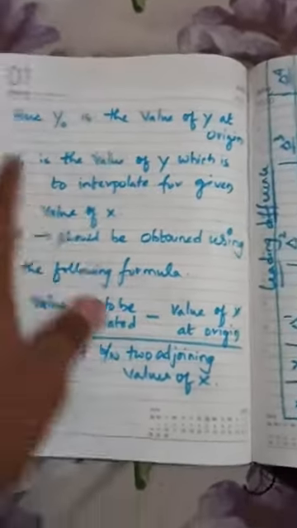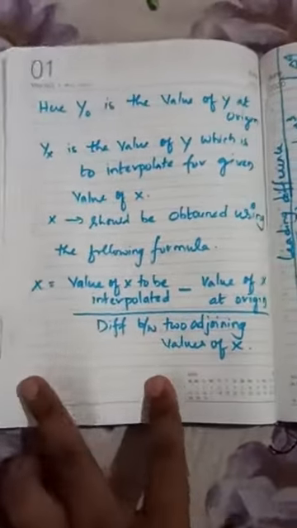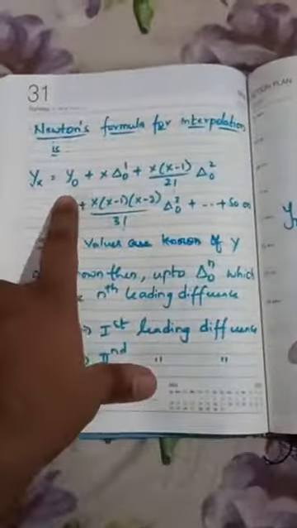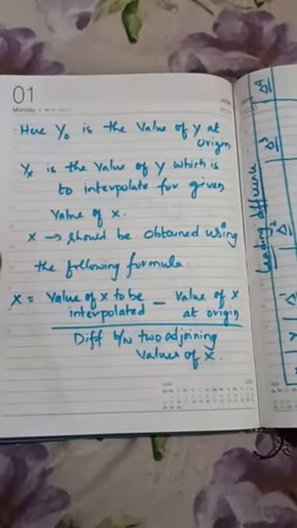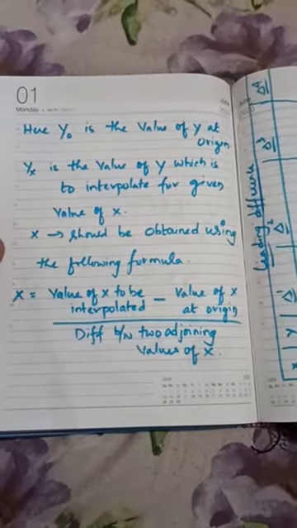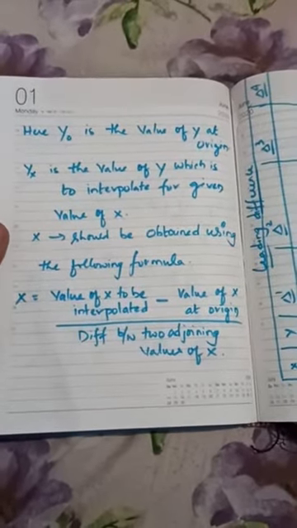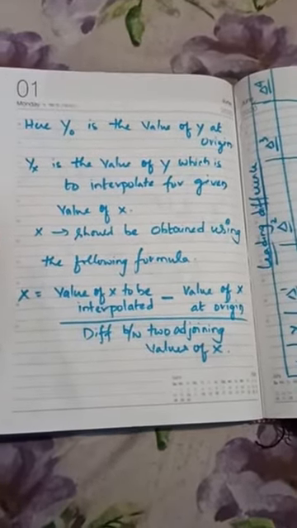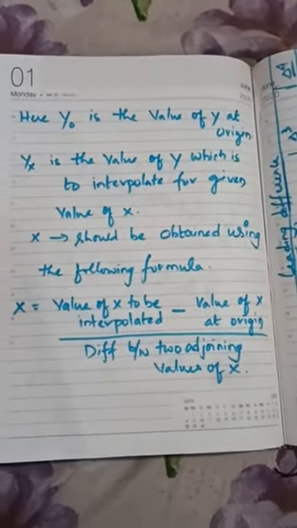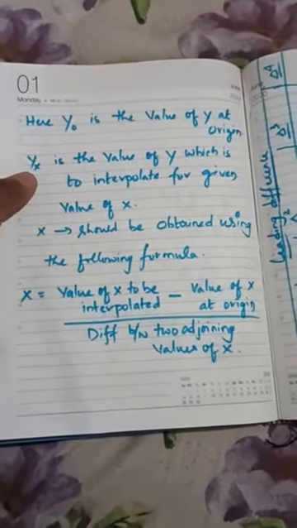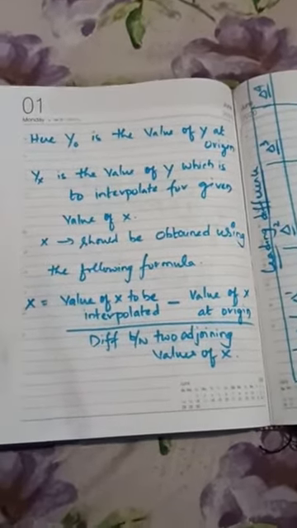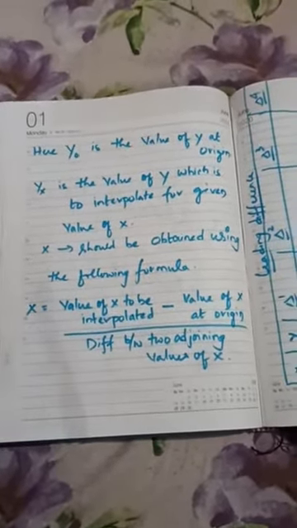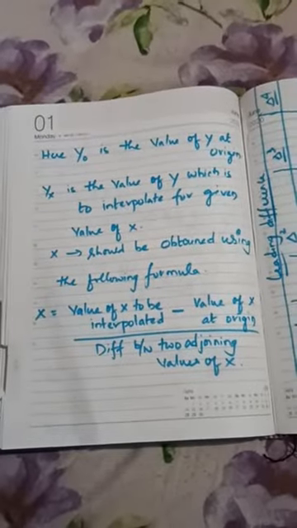Before going to the problem, I want to derive the terms. Here y naught is nothing but the value of y at origin, the initial first value of y. So y naught is the value of y at origin. Next, yx is the value of y which is to be interpolated, which is to be calculated for the given value of x.